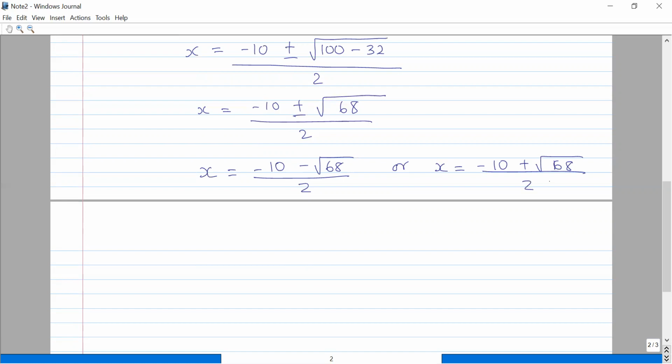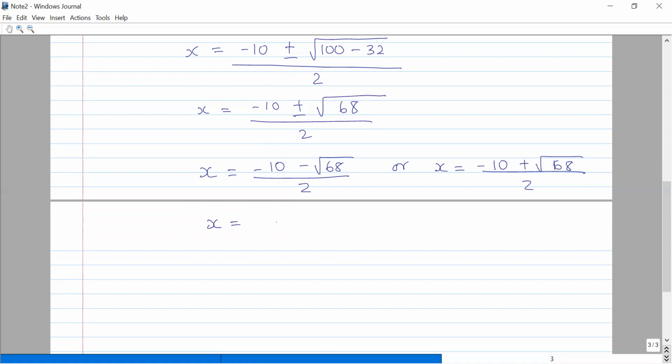Okay, let us work this out in a calculator. You have to put it as it is. We have minus 10 minus square root of 68, divided by 2. Okay, x is equal to minus 9.12.